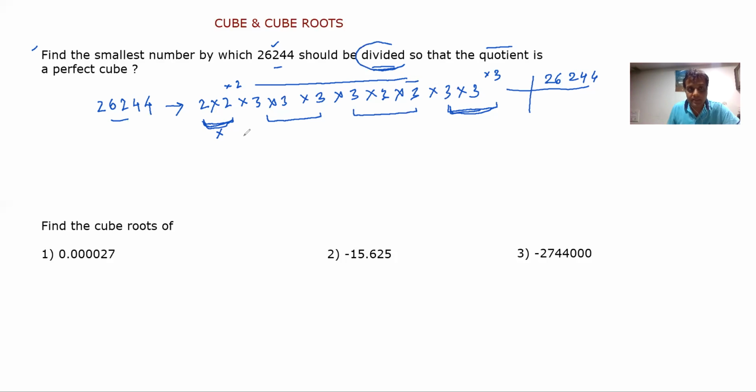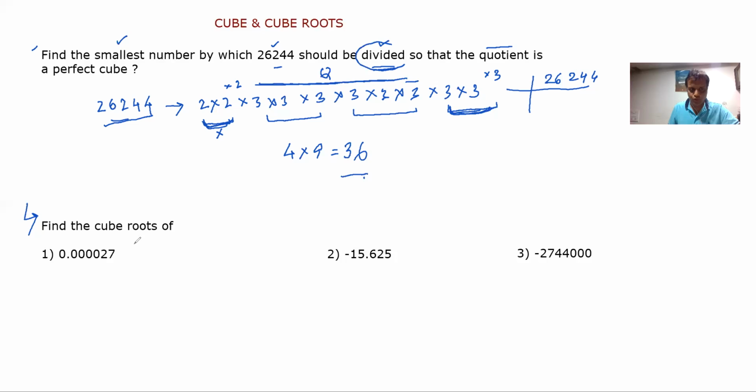Removing means dividing. So if I divide by 4 and then again divide by 3 into 3, which is 9, I divide by 4 and 9, which is 36. If I divide this number by 36, I get the perfect cube. And this is also the quotient. If I divide by 36, I get this quotient, which has now become a perfect cube. And this is the answer. Find the smallest number by which this should be divided: if I divide by 36, I get a quotient which is a perfect cube. This is how we do that. Let's move to the next one.